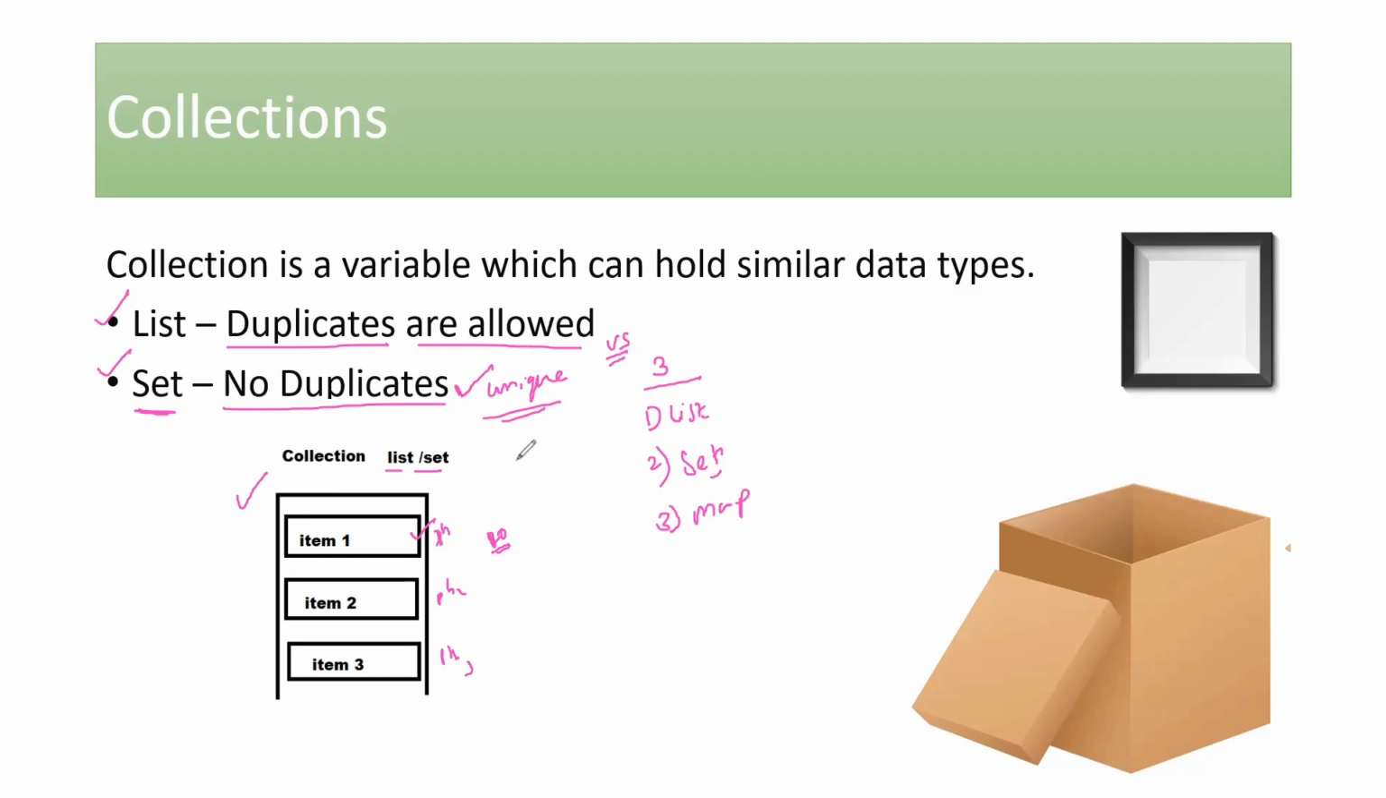Now, instead of going into the map, what we'll do is we'll understand the syntax of our list and set. Then we'll go to the third but not the least, which is map as a collection.